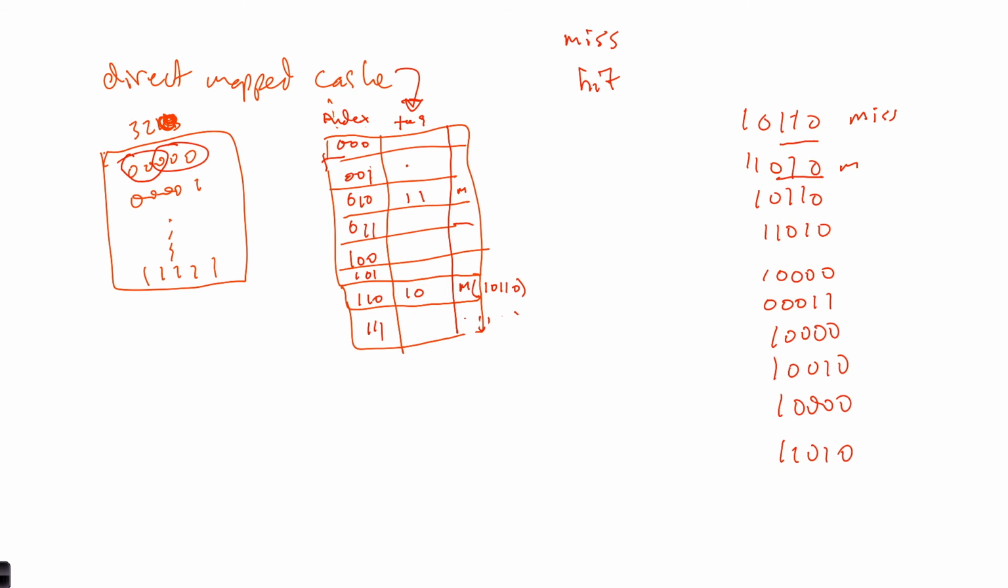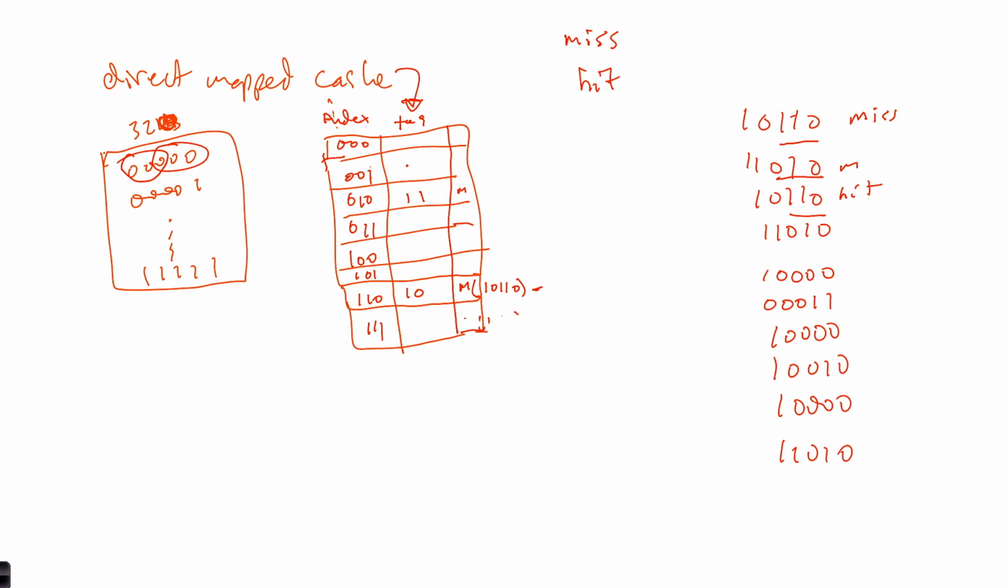Let's look up 10110 again. We go to 110. It's there. Is 10 the tag? It's there. We quickly return this value. That is a cache hit, and that's a good thing. And that means that we've got that value in there. And you can think that if we're going to access that number many times, well, we'll always find it in the cache until it gets replaced by something else.